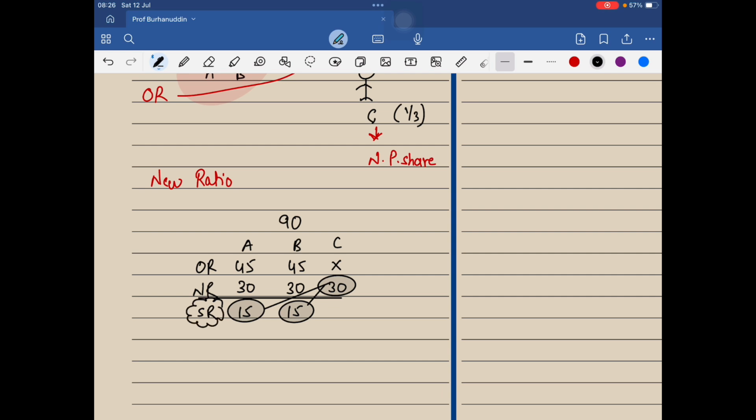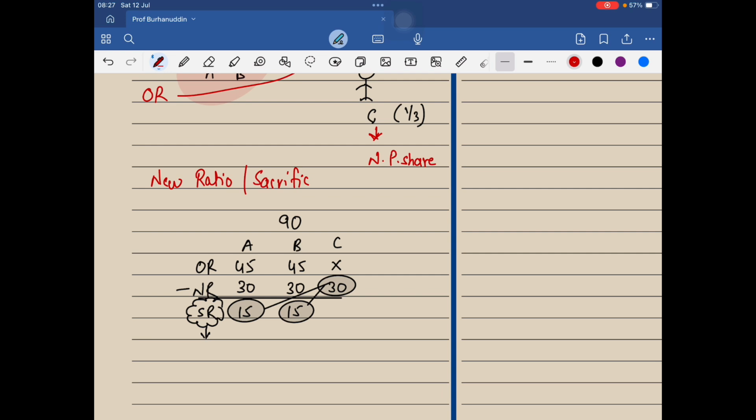So that is the sacrificing ratio. How do you get the sacrificing ratio? Sacrificing ratio is old ratio minus new ratio. Okay. So in the question, you'll be asked to find out the new ratio and the sacrificing ratio.